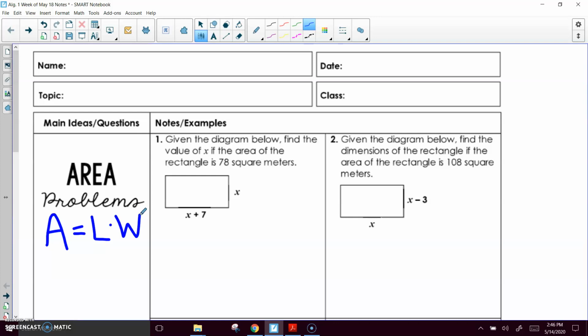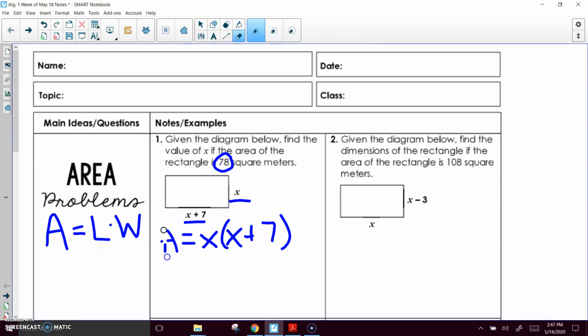Area equals length times width. It doesn't matter which one is my length and which one is my width, but these are my two dimensions. So area is equal to length times width. Do we know the value of A? We do. They gave it to us in this particular problem. It is 78. So I'm going to go and erase that A, and I'm going to replace it with the 78.